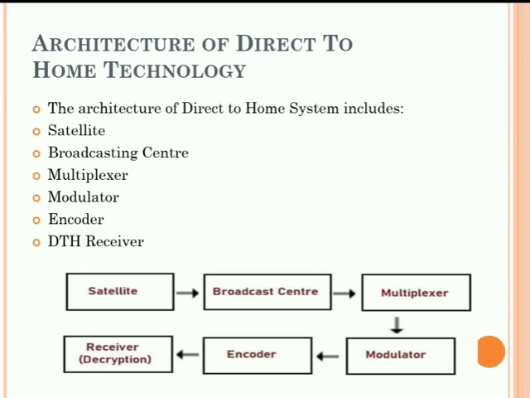What is the purpose of the modulator here? The modulator is used for the purpose of modulation. Modulation is a process in which the information signal is imposed on a carrier signal of high frequency. The modulator modulates the signal and sends it to the encoder. The encoder block encodes the signal for transmission. The satellite then sends the signal to the DTH antenna, which further transmits it to the set-top box.